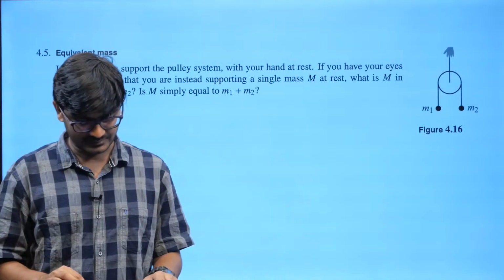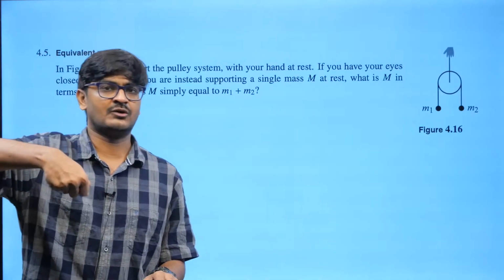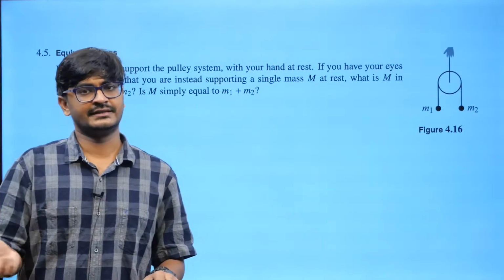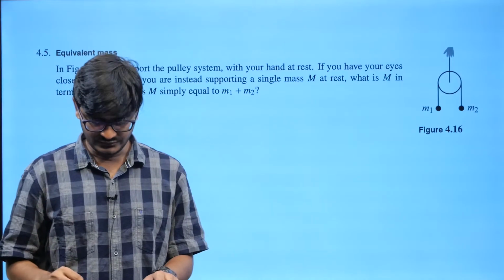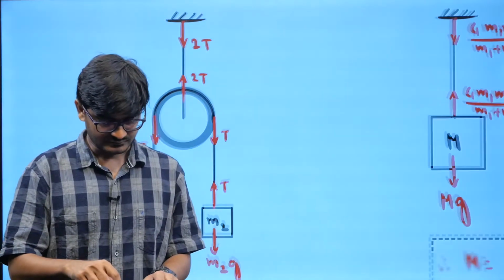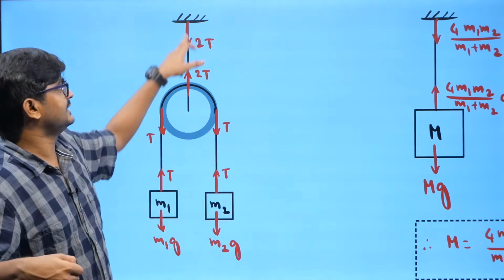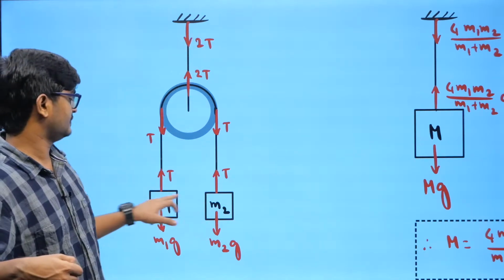So that's the question. So the meaning is, first of all you need to find how much tension you will be feeling. Once you recognize how much tension you will be feeling, then you can see effectively how much mass you will be feeling. Now if it is at rest, then you need to find what is the tension in this string. There is a pulley, there is mass M2, there is mass M1.